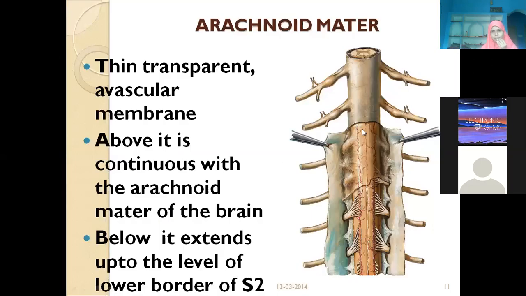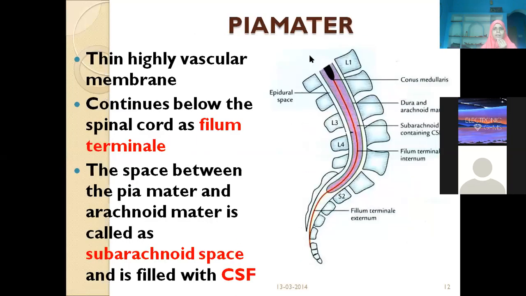After dura mater is over, now we are talking about the arachnoid mater. The second layer, the arachnoid mater, is a thin, transparent, avascular membrane. Above, it is continuous with the arachnoid mater of the brain. Below, it is also extending up to the lower border of S2. Then pia mater, something like a close mother. That means it is closely investing. Whether you talk about brain or spinal cord, in both areas pia mater is closely investing. It is a thin, highly vascular membrane that continues below the spinal cord as filum terminale.